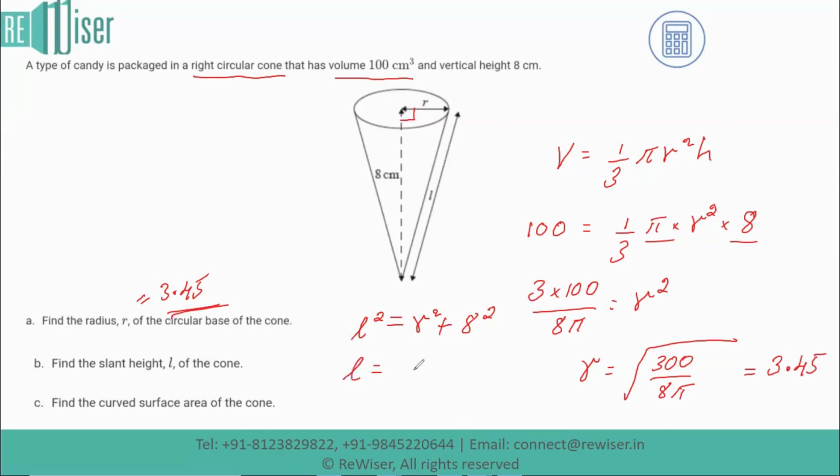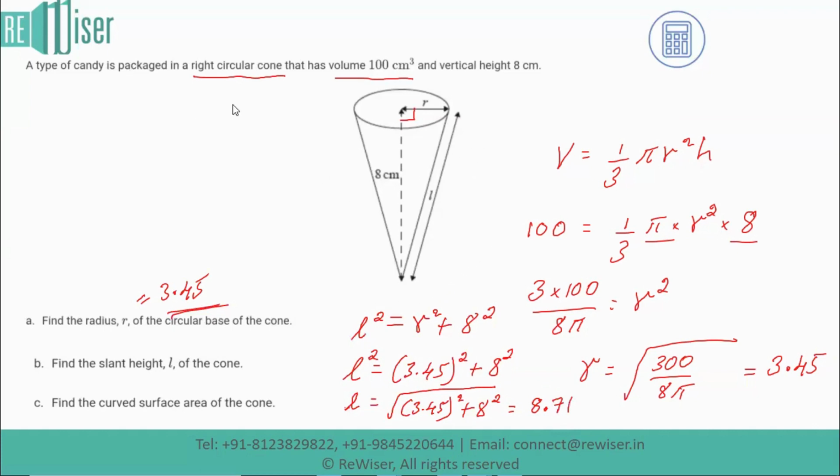So L² equals 3.45² plus 8², and the value of L has to be the square root of 3.45² plus 8². When we simplify this, we get an answer closer to 8.71. So 8.71 is the slant height for the sum.